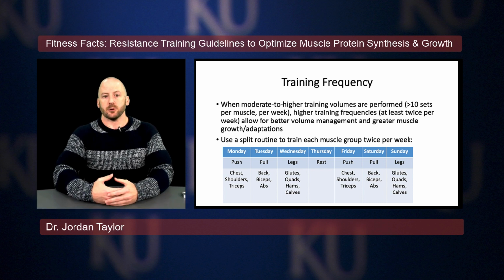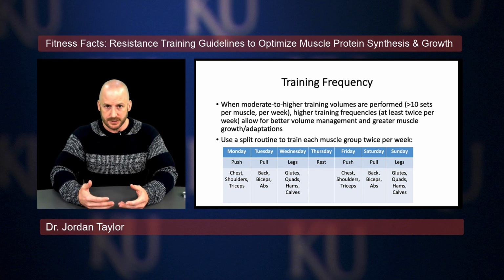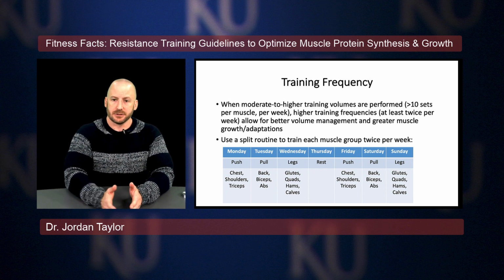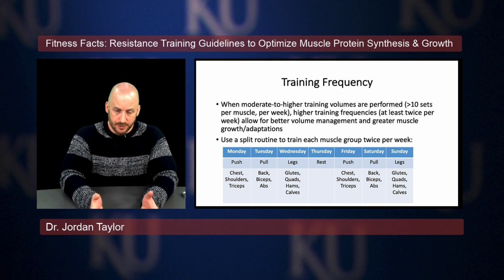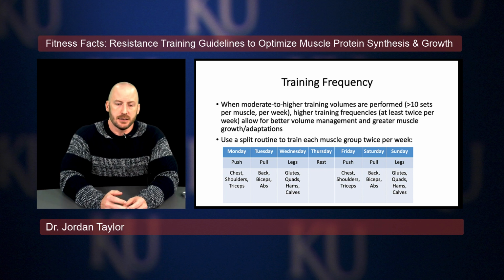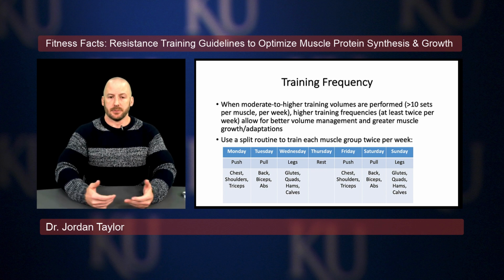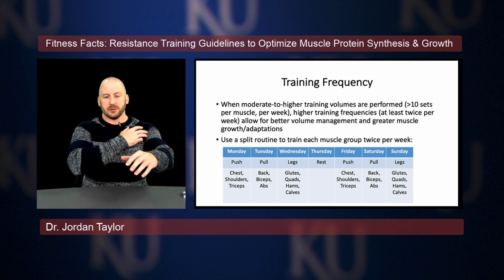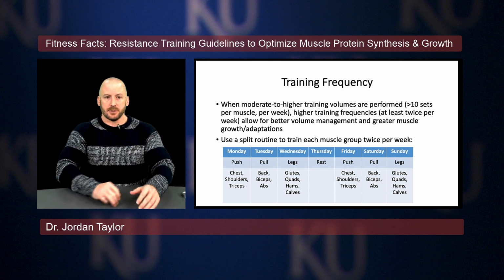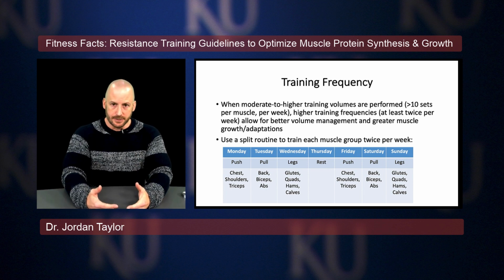So this is where it's important to start utilizing split routines so that you can train each muscle group twice per week. So for instance, an example of a common split routine where you're training 6 days a week and resting one, you see there on Thursday, is to do what's called a push-pull legs routine. So on day one, on Monday, all the muscles in the upper body involved in pushing, the chest, the shoulders, and the tricep, which extends the elbow, those are going to be trained on Monday.